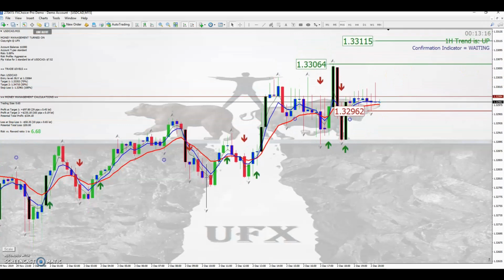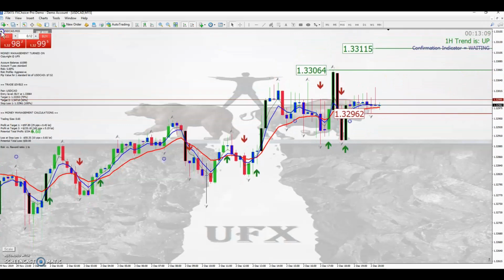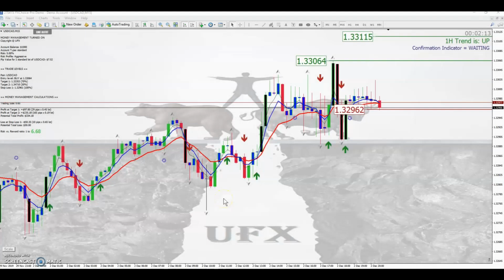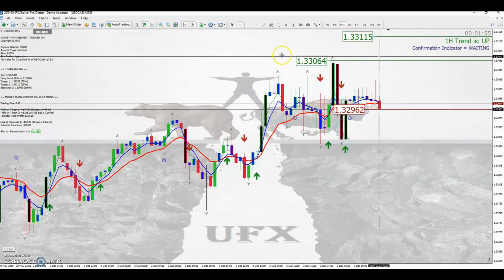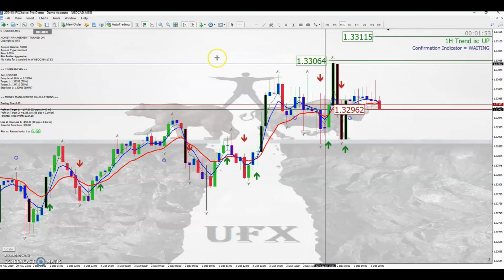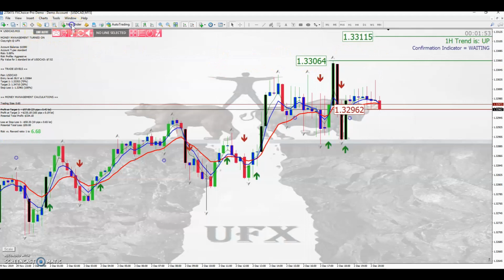We'll go up here, and we're just going to go up to the new order. We've got our risk here and everything is looking good. And we've got the trade ready to put on the table here. We're going to put our buy stop just above the 1.33064. So let's go and place the order.